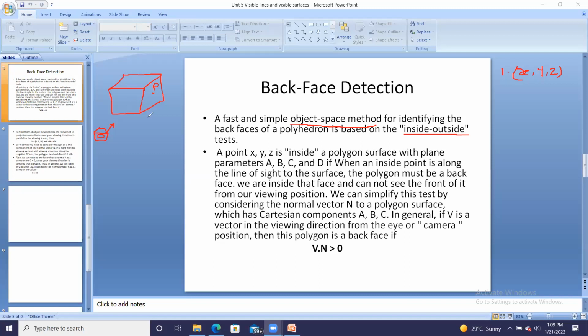So on this object, I am drawing here the camera. The viewing direction is this, and I am going to check whether the point P. One second, students, hold for a minute.